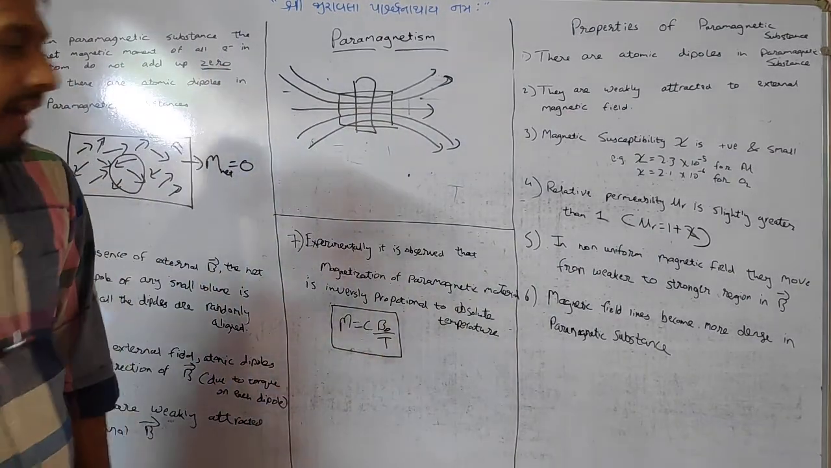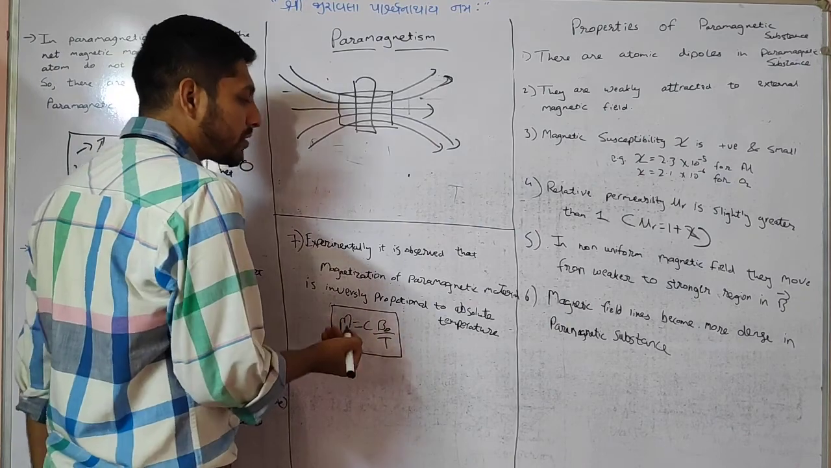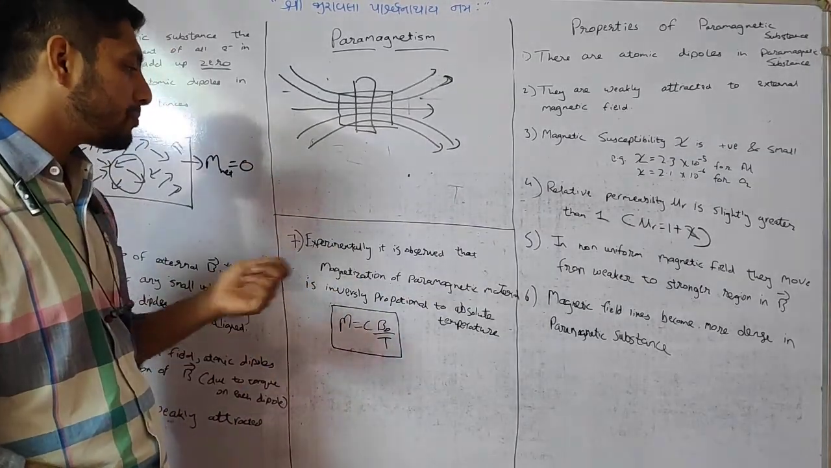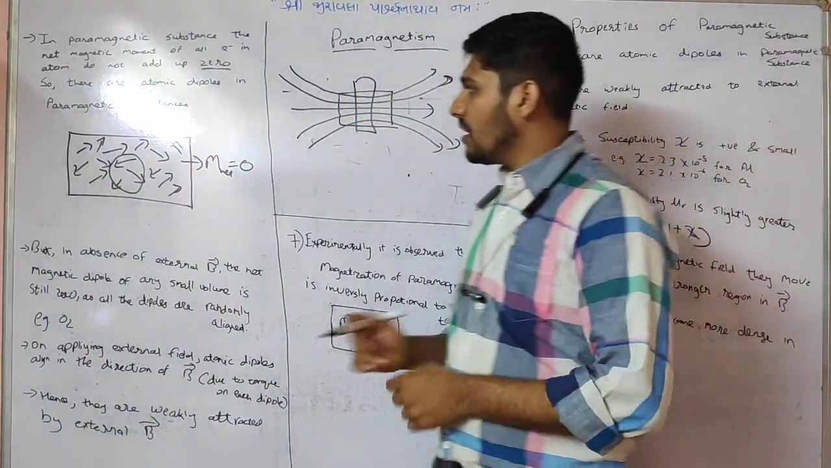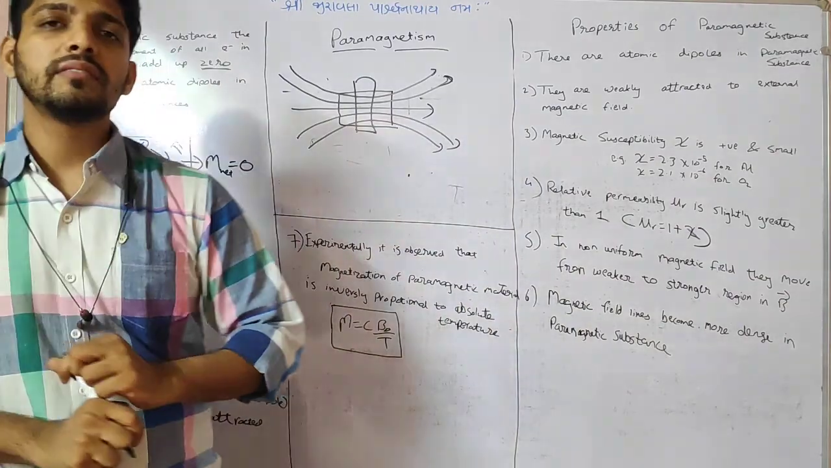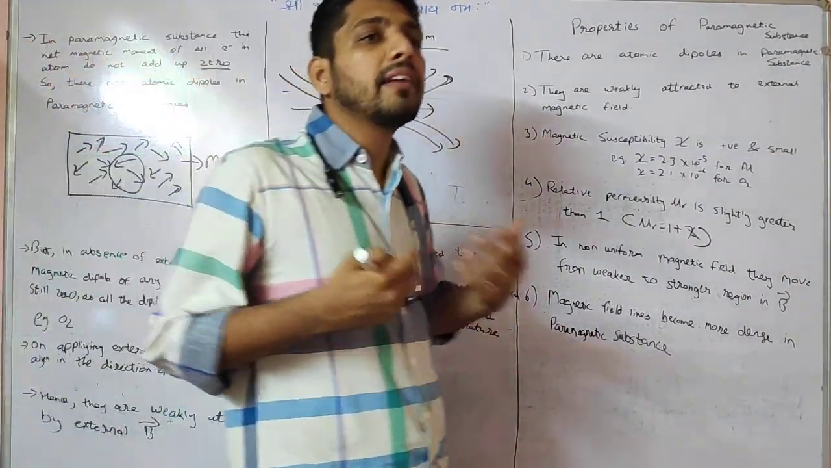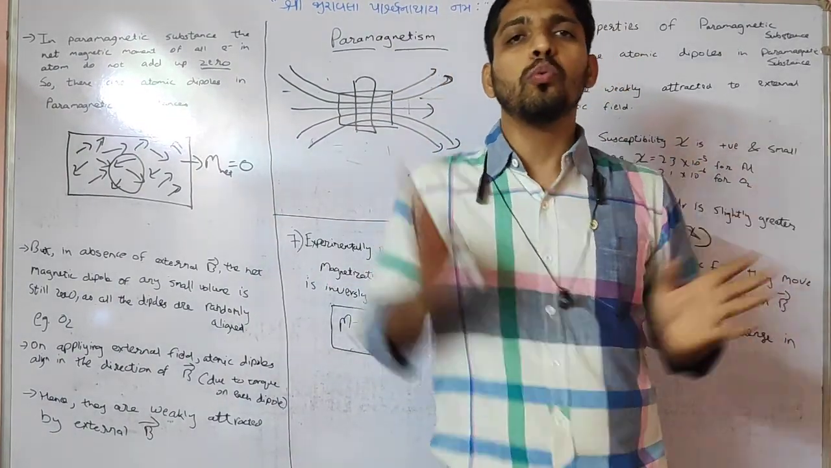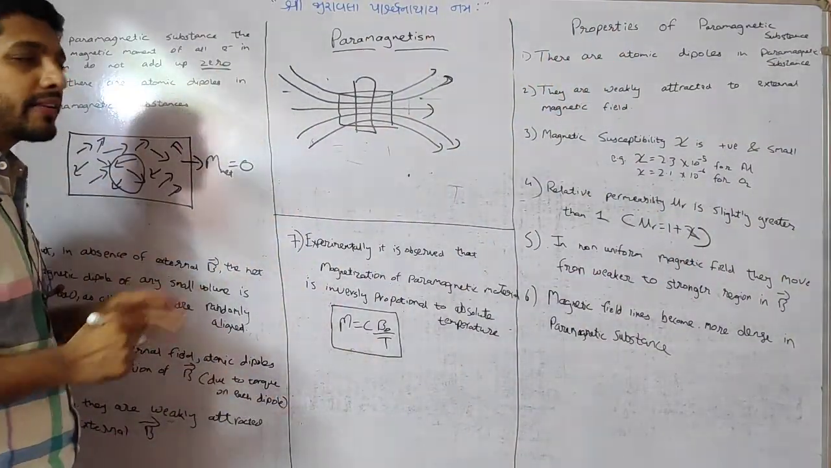And the last thing is the seventh property. Experimentally it is observed that magnetization of paramagnetic material is inversely proportional to absolute temperature. I forgot to tell you one thing. Why are these atoms randomly aligned? Because they have some energy due to temperature. So the electron will move in all the directions. So it will have a net magnetic moment that is random.